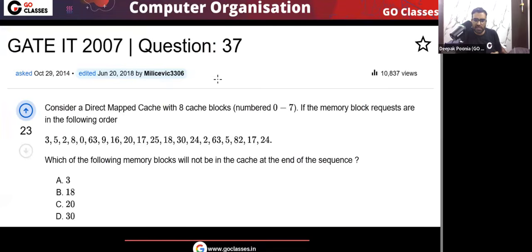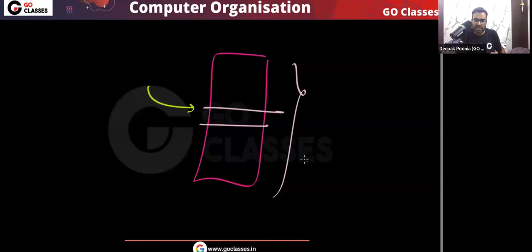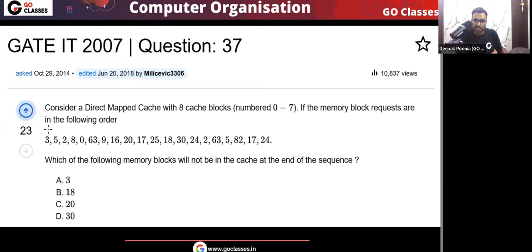Because please understand, the CPU will generate a byte address, but in a block you can have many bytes. So the CPU will generate this address, but whenever there is any question related to replacement, always find the block number. Here the block number is already given to you. This sequence, these are basically block numbers, not memory addresses, main memory block numbers that we need to access.